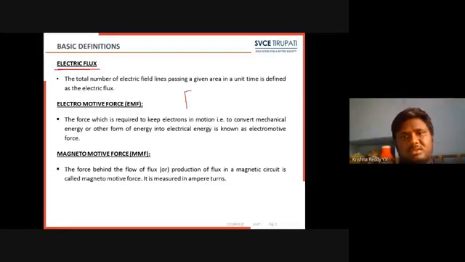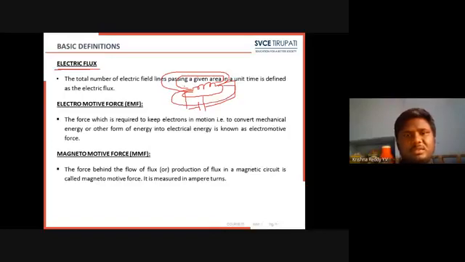Here, consider one conductor excited with the help of a DC supply. Then we are getting, this coil becomes the electromagnet. Here we are having the particles. How many electric field lines pass through a given area in unit time is defined as electric flux.